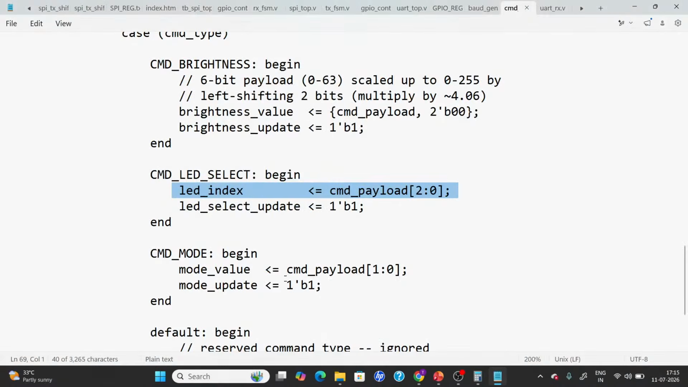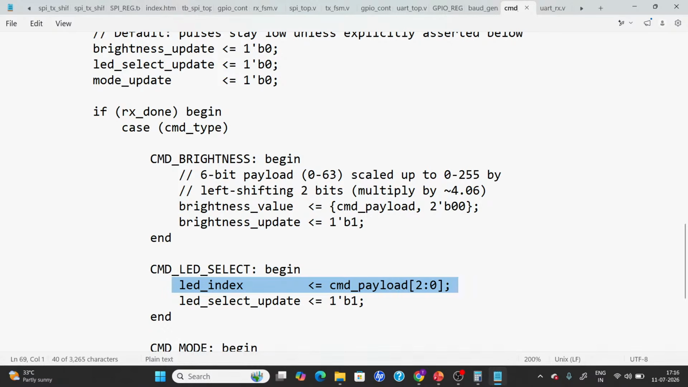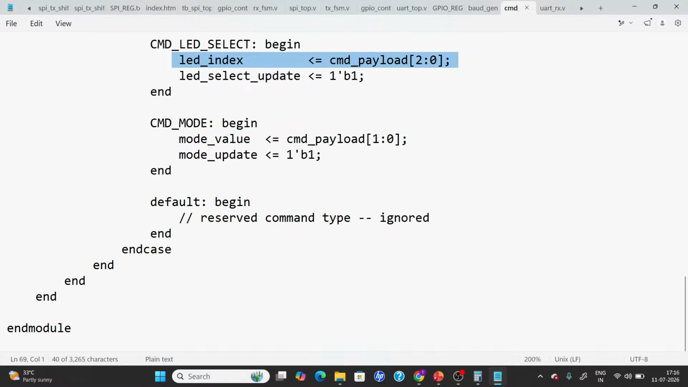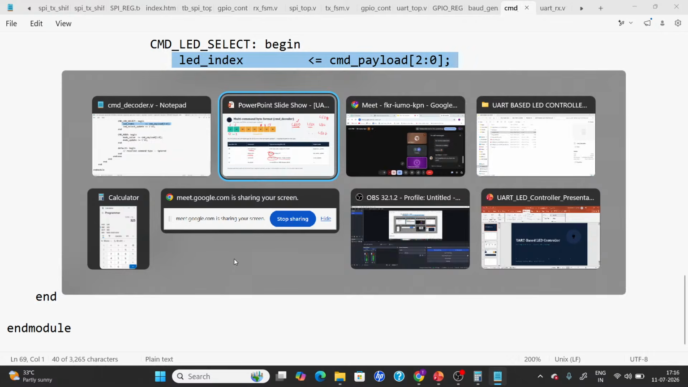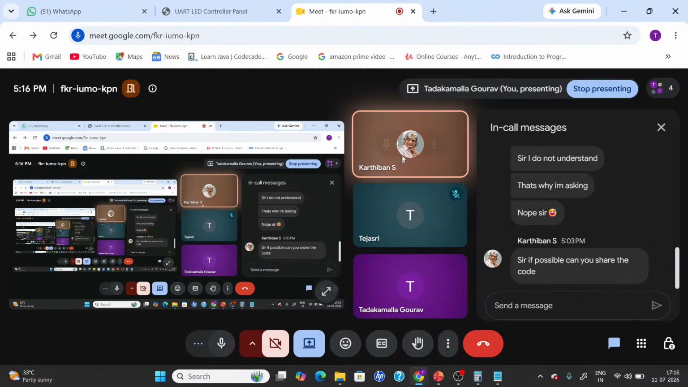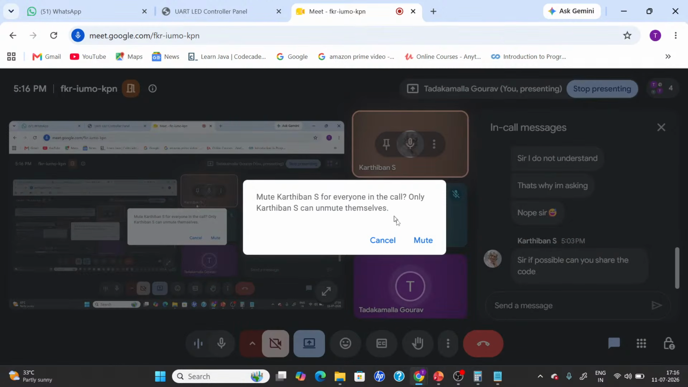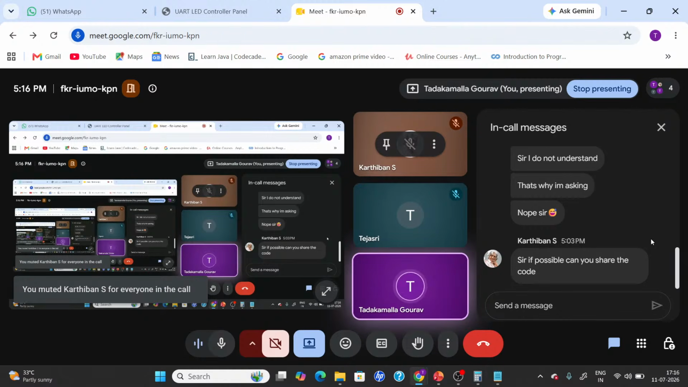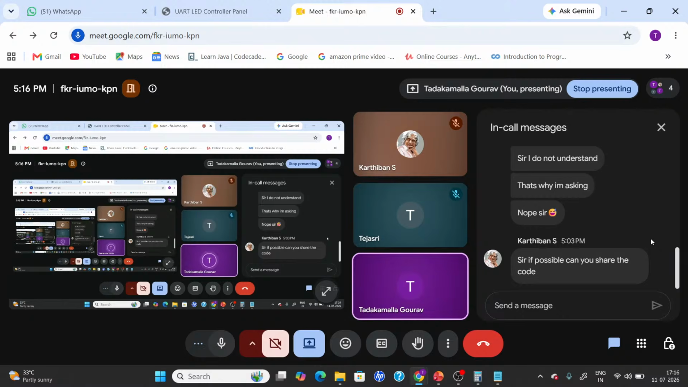So like this, from the UART receiver, depending upon what type of command it is, I'm basically storing that particular value inside these particular variables. And I'm ending this particular module. Is it clear, guys? How I'm receiving the data from the UART receiver and decoding it.